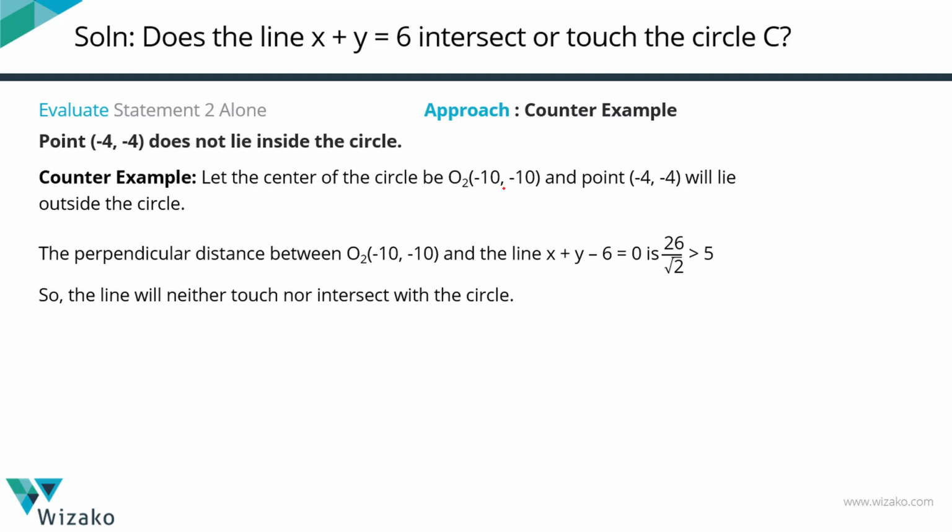This point, the center of the circle, is -10, -10. That and the point -4, -4, the distance we found to be greater than 5 units. Root 72 is what we got. So this point definitely lies outside the circle.